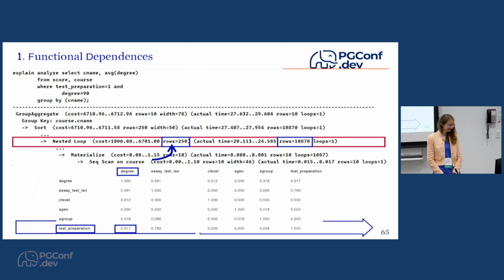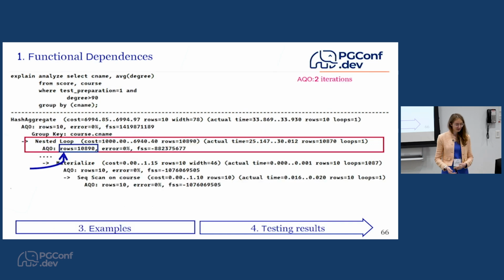And so the first problem that I had is related to functional dependencies. If you look at the table, you can see that test preparation and degree have a high correlation here, and it leads to underestimation. So when AQO fixes this problem, I saw that the query plan hasn't changed.